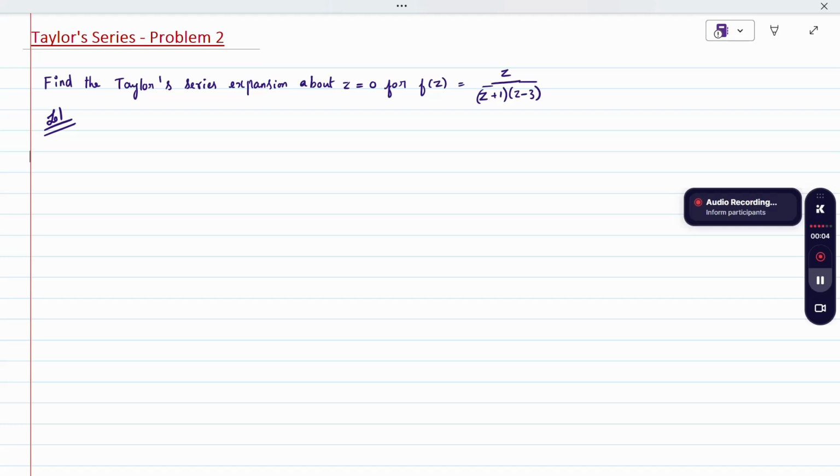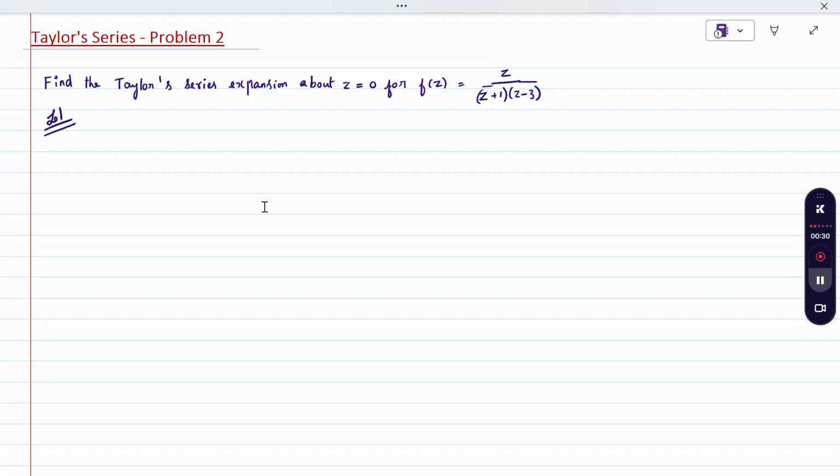Hi all, today's topic is Taylor series, for problem 2. Find the Taylor series expansion about z equal to 0 for f of z. The question has been given as z divided by (z plus 1) into (z minus 3).